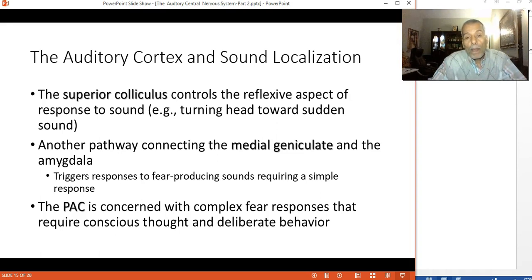So you have time. In these cases, when there is fear associated with the sound, and there's also time to respond, the fear response is a complex one. It requires planning and deliberate action. Then the primary auditory cortex itself is involved, is directing that.